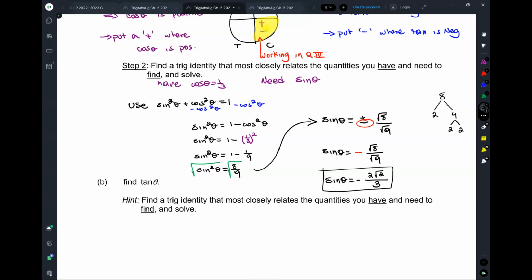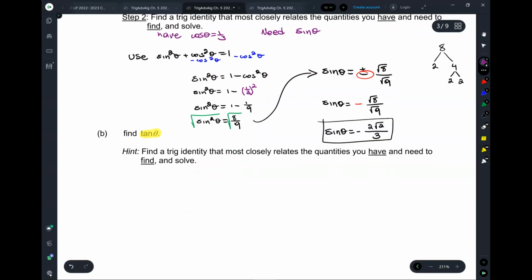Now part B says, now find tangent. So let's go back to the beginning of the problem. What do we have? We now have more things. We have cosine and sine.